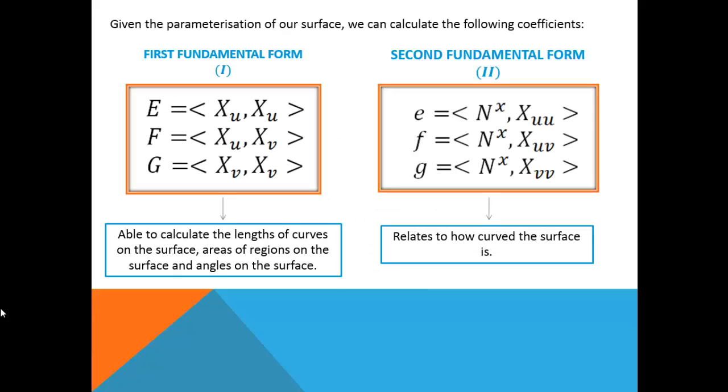With our parametrized surface, we can calculate the coefficients of the first and second fundamental form. But before we get to the nitty-gritty part, what do these forms show? The first fundamental form enables us to calculate the lengths of curves on the surface, areas of regions on the surface, and the angles on the surface. The second fundamental form relates to how curved the surface is.